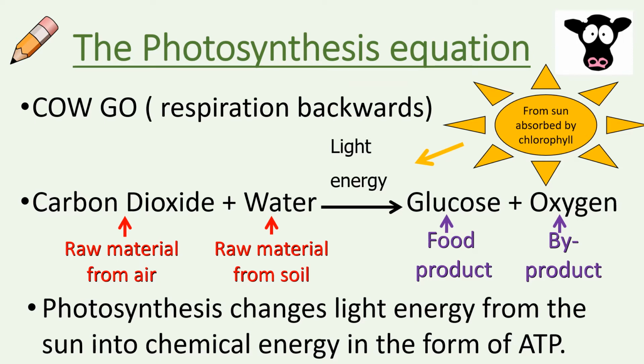Photosynthesis can then change this light energy from the sun into chemical energy in the form of ATP. And we've heard of the word ATP before. So make sure you know this equation, make sure you can write all of this down before you move on to the next part of the video.